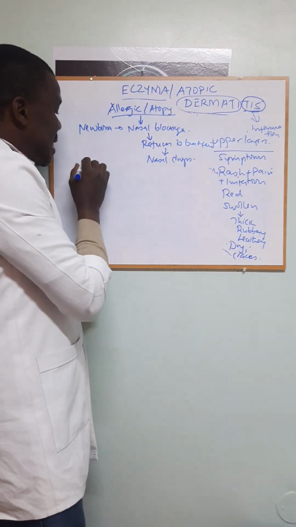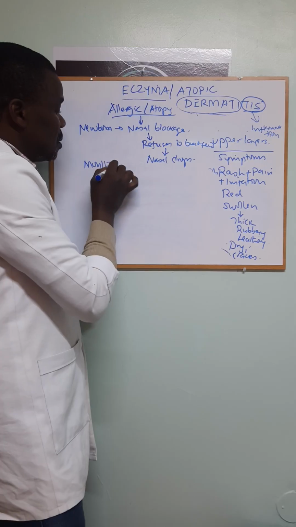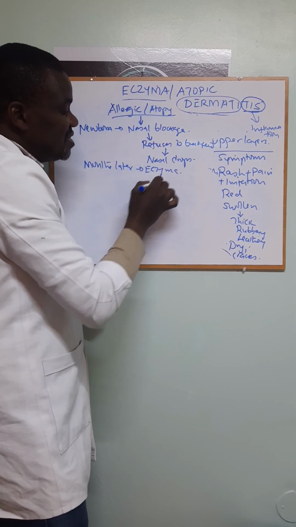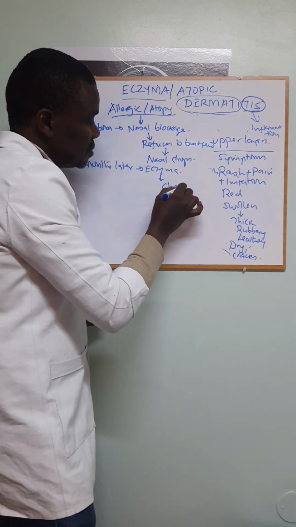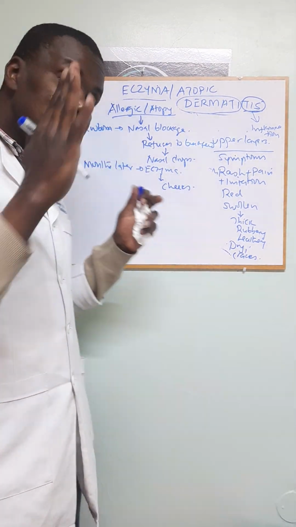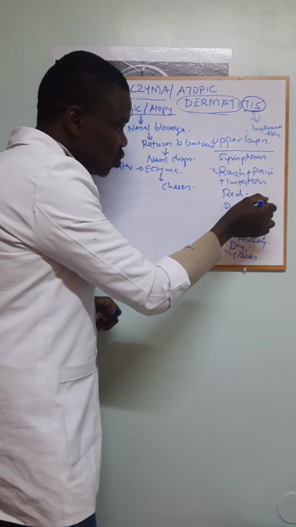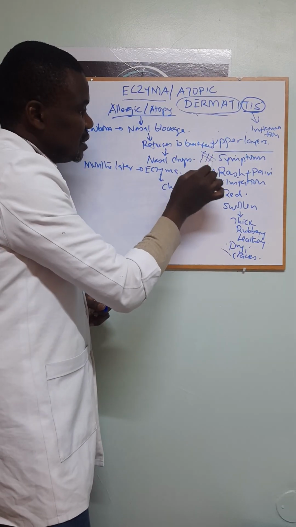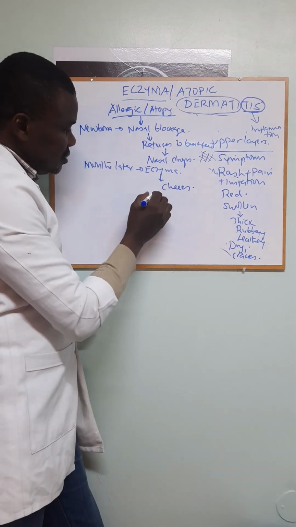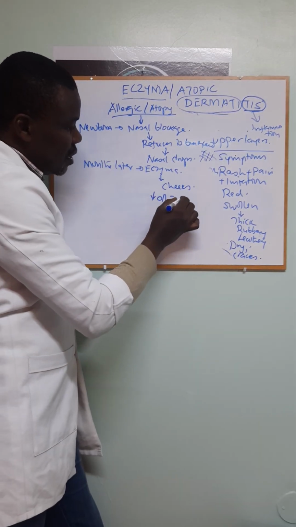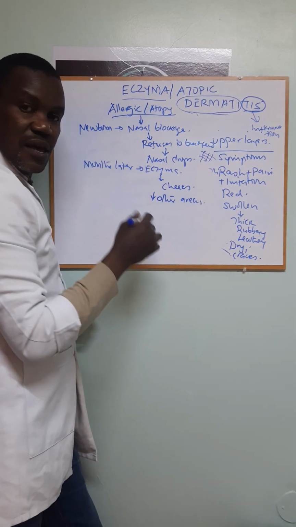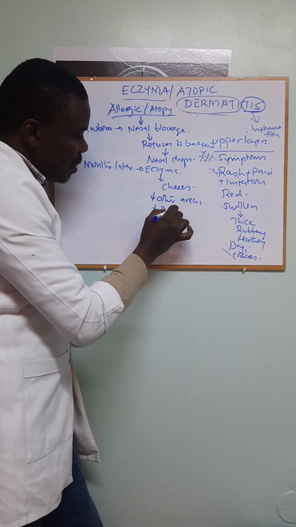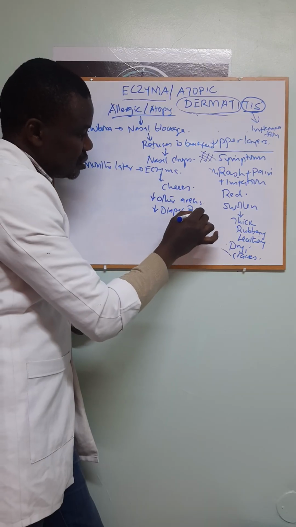This is the newborn. Months later, they come with eczema. Where does it start from? The cheeks. It becomes red, it gets swollen, and it gets cracks. It almost looks like tiles. Then it manifests to other areas: the limbs, the stomach, the back, and then they also get a diaper rash.